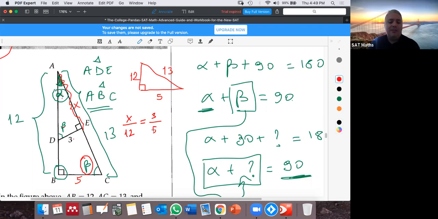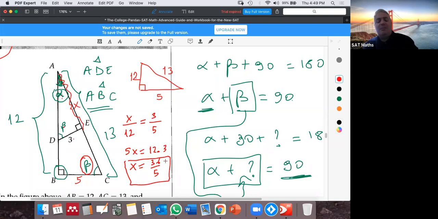And then the question is finished. 5 times x equals 12 times 3. So x is 36 divided by 5. That's it. This is the answer of the question. Or as a decimal number, you can say that it is 7 point something. Okay? Have a look at the solution.